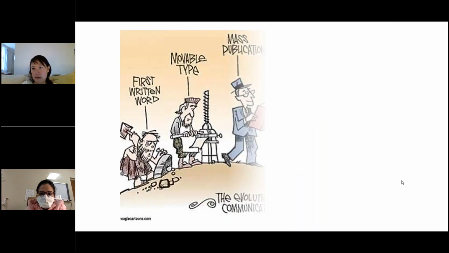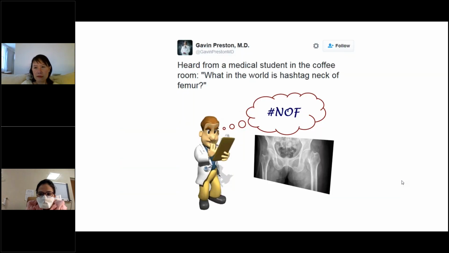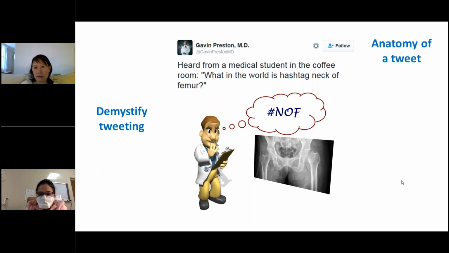Twitter is an excellent form of communication on social media. Although limited to only 280 characters per tweet, I'm going to show you how versatile Twitter can be in order to maximize the potential of your tweet. So for this session, the objectives are to demystify tweeting, and we're going to talk about the anatomy of a tweet, and then I'm going to give you some top tips in tweeting the perfect tweet.